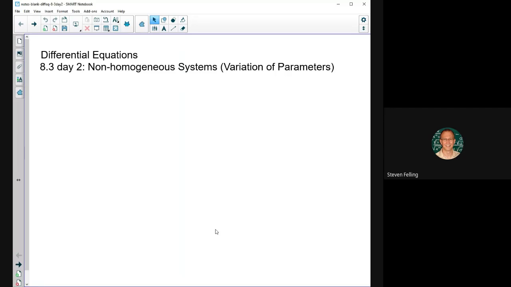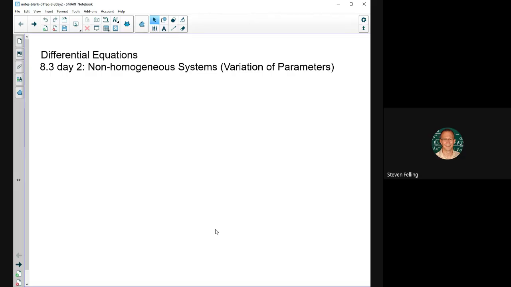Right, this is going to be the video for differential equations, section 8.3, the second day, where we're going to cover the variation of parameters method to handle non-homogeneous systems of differential equations. This method is a little bit more involved than the undetermined coefficients method, but this method works in pretty much every case. So this is the more generic method that you can always rely on to work.